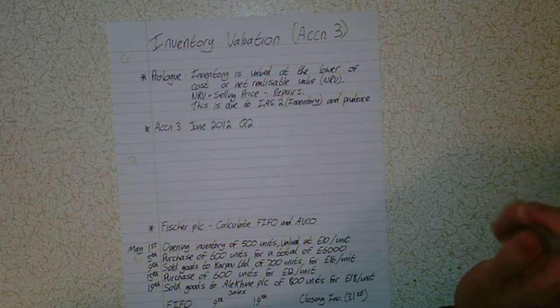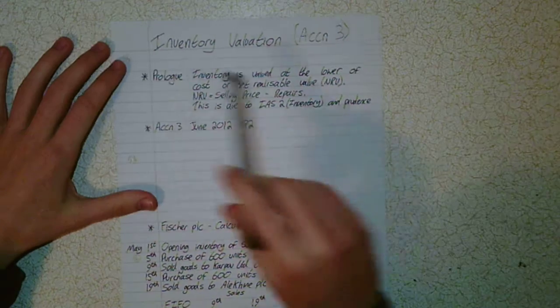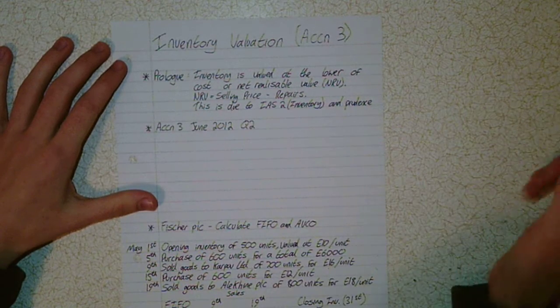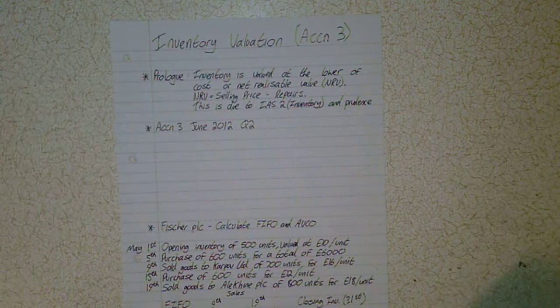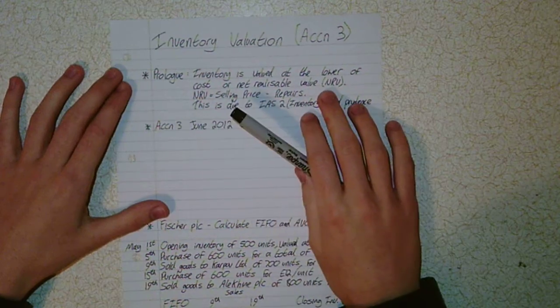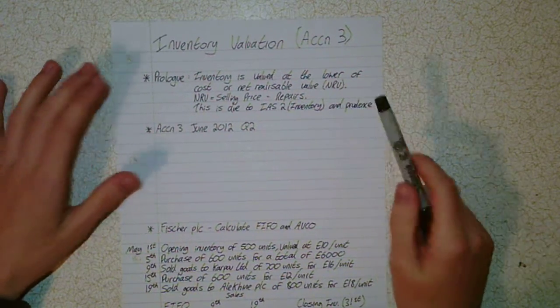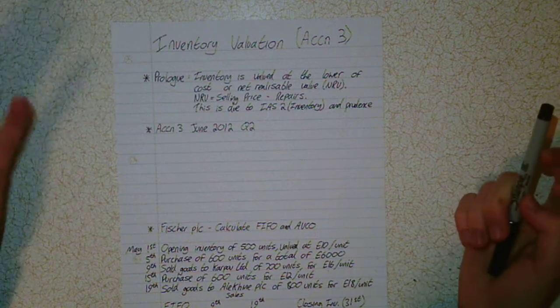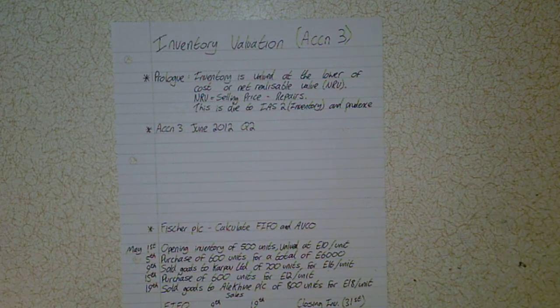I think the most important thing about inventory valuation is the golden rule of it, which is essentially it's valued at the lower of cost, so the amount it costs the company to buy in these goods, and the net realizable value, so the selling price minus any repairs required to get the goods up to sellable condition. So the lower then is the value we will use to value our goods in the closing inventory.